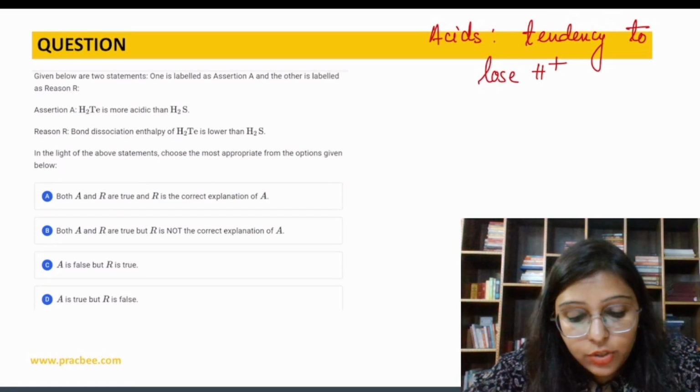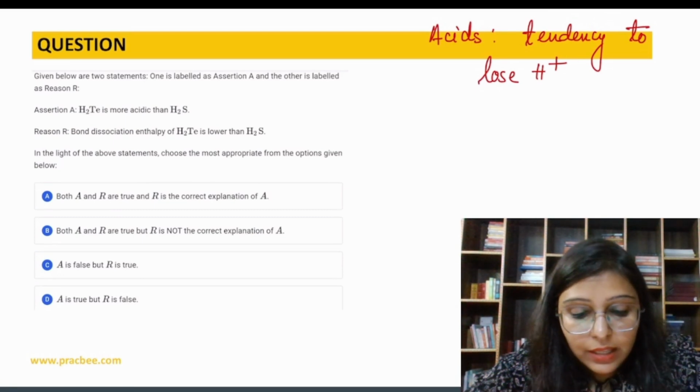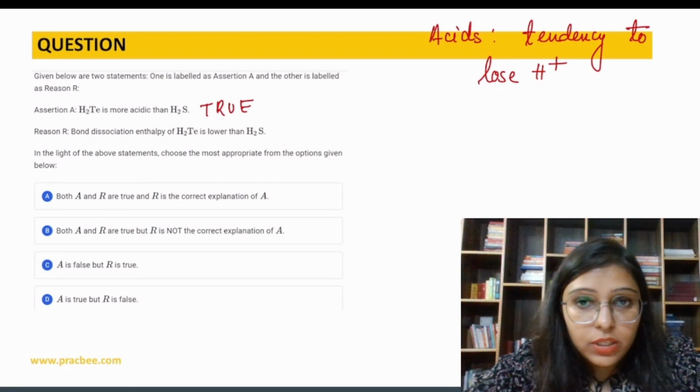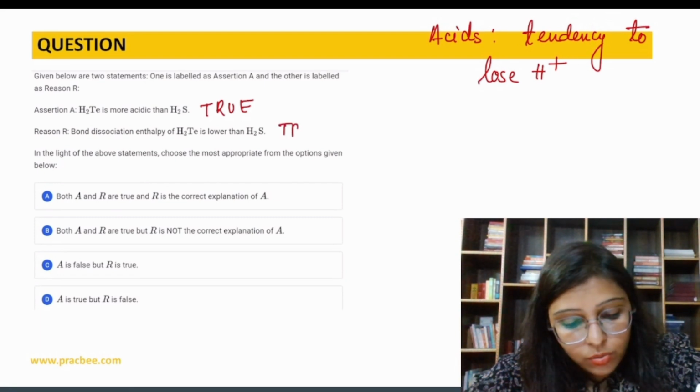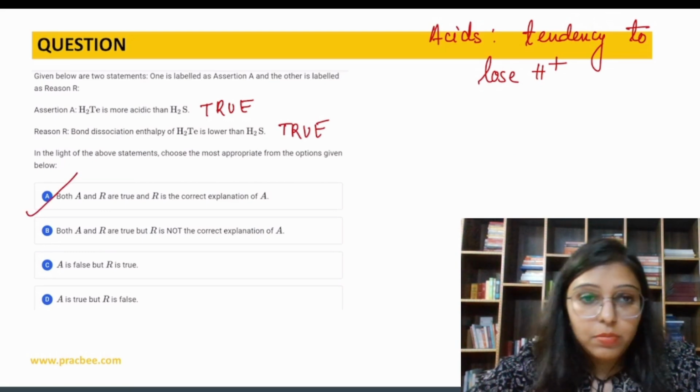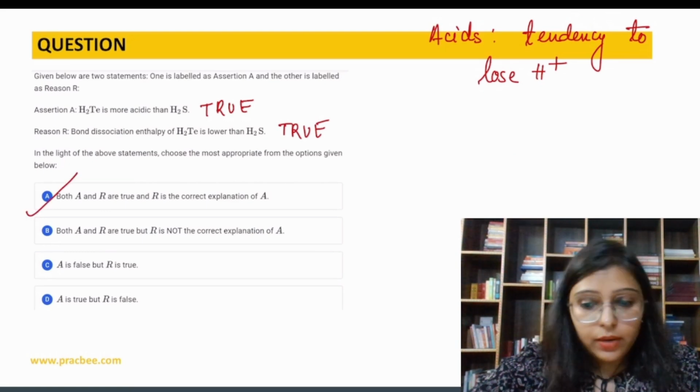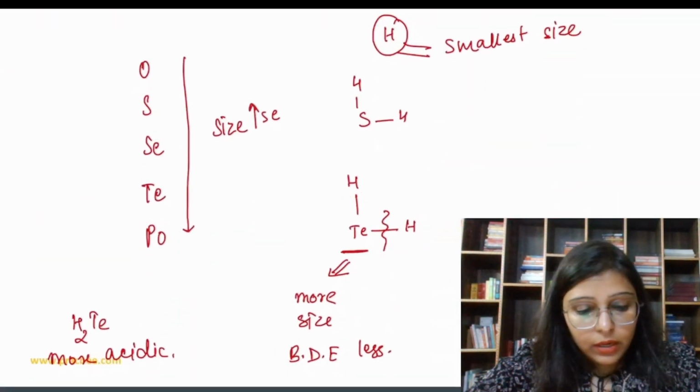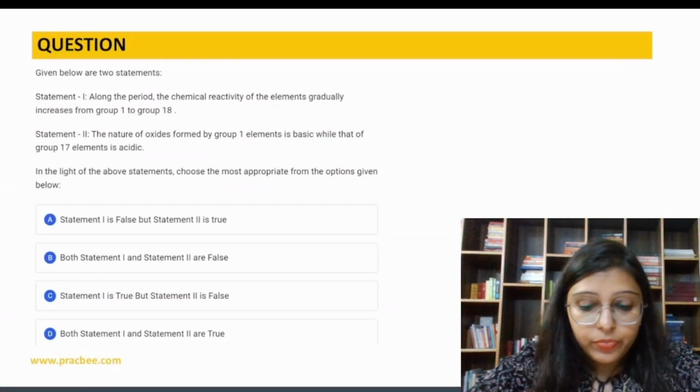So let's see assertion A, H2Te is more acidic than H2S. Basically true. Bond dissociation enthalpy of H2Te is lower than H2S. That is true. So we can say both A and R are true, and R is the correct explanation of the assertion. Okay. Now let's do the next question.